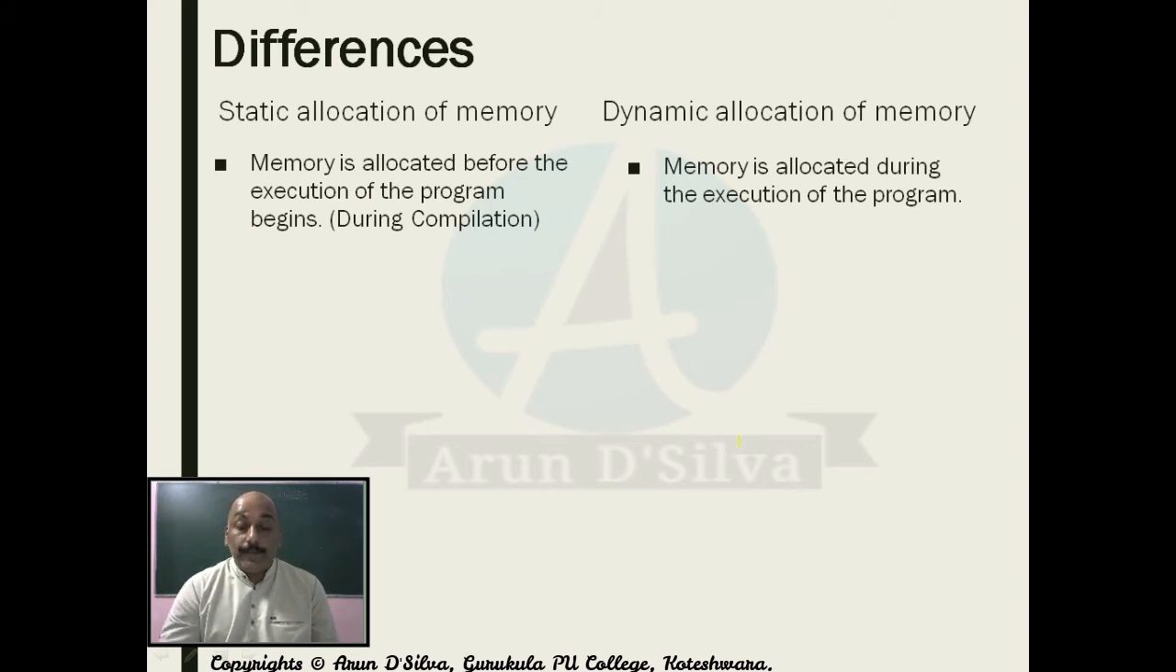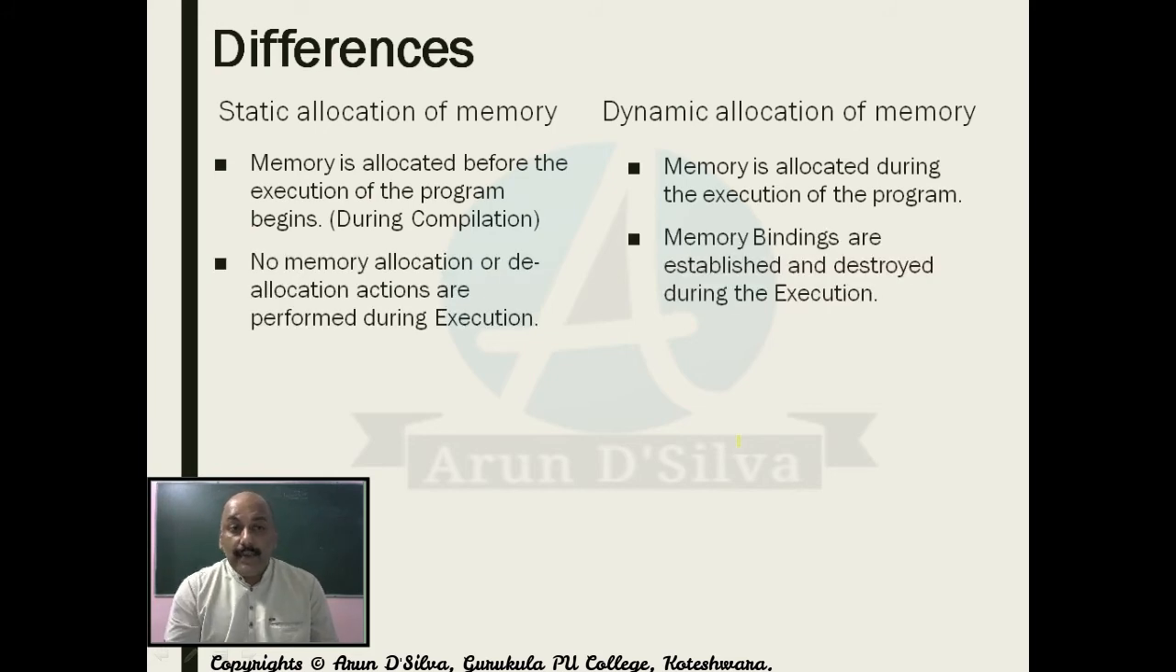The second difference is that in static allocation no memory allocation or deallocation actions are performed during execution time. But in the case of dynamic allocation, the memory bindings are established or destroyed during the execution.